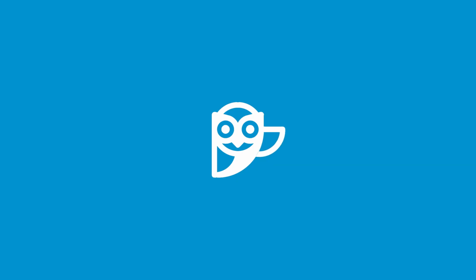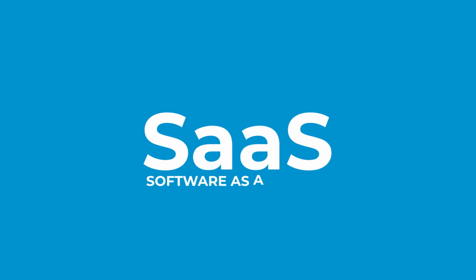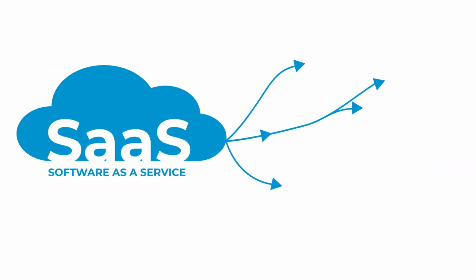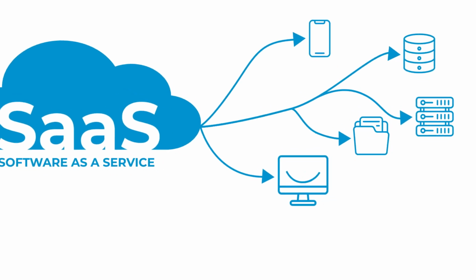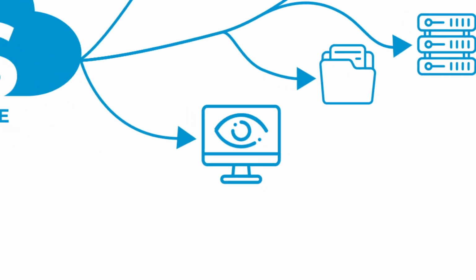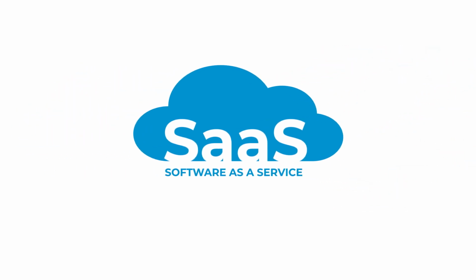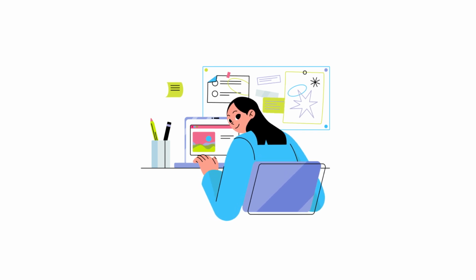Have you ever heard of the term SaaS? SaaS stands for Software as a Service, a software distribution model that has transformed how organizations approach technological solutions, including proctoring tools. In this video, we'll cover what SaaS is, the main benefits of the model, and how it can make digital examinations more efficient and secure.